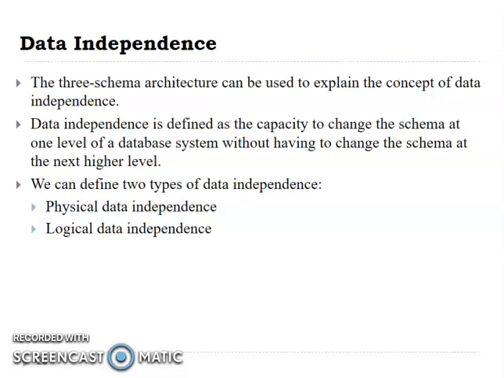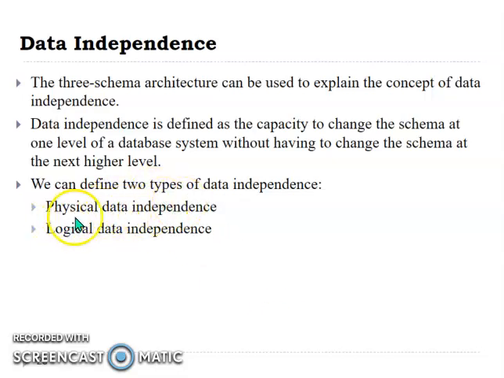When we say data independence, the schema architecture can be used to explain the concept of data independence. It is defined as the capacity to change the schema at one level of a database system without having to change the schema at the next level. Whenever we modify the internal level, if there is no effect on the second level, that is what we call data independence.